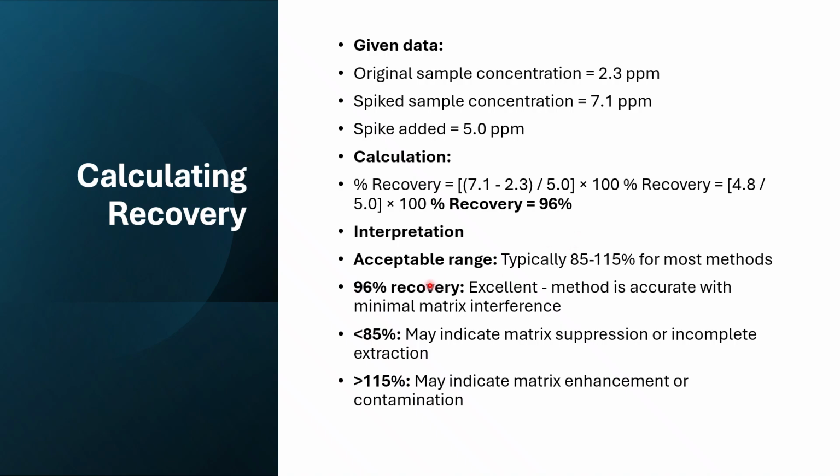So typically acceptable range is between 85 to 115% for most of the methods, and 96% recovery indicates an excellent method, accurate with minimal matrix effect. If the recovery percentage is less than 85%, it may indicate matrix suppression or incomplete extraction. And if the recovery is more than 115%, it may indicate matrix enhancement or contamination.